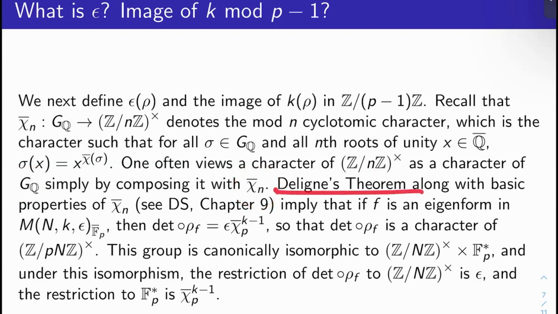Okay, and then Deligne's theorem, along with basic properties of the cyclotomic character found in, for example, Diamond and Shurman chapter 9, imply that if f is an eigenform of level N, weight k, character epsilon over F_p bar, then det of rho sub f, so the Galois representation attached to f, is nothing but epsilon times chi bar to the k minus 1 sub p. In other words, det composed with rho sub f is just a character of (Z mod pNZ)^cross, which is a group that's just canonically isomorphic to (Z mod NZ)^cross times F_p star, right?